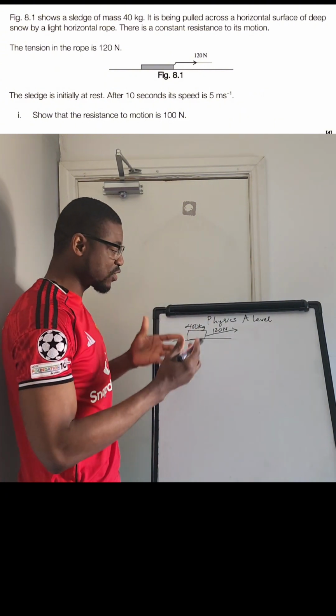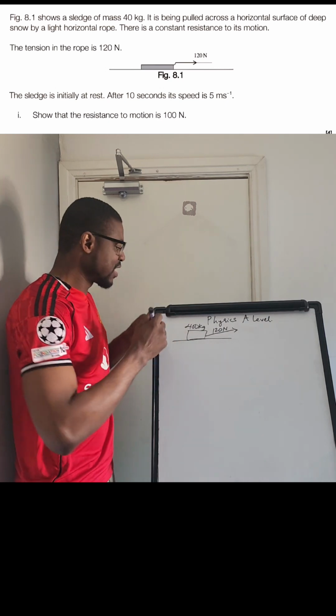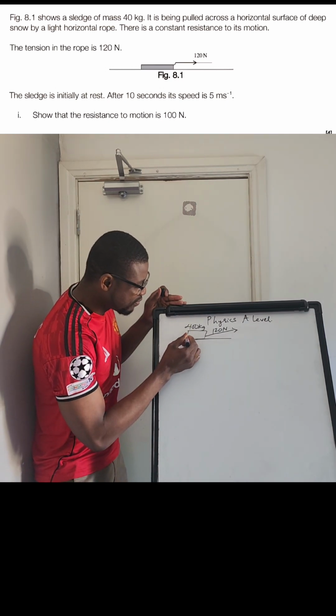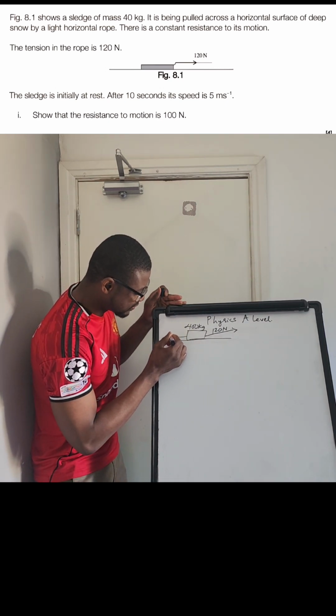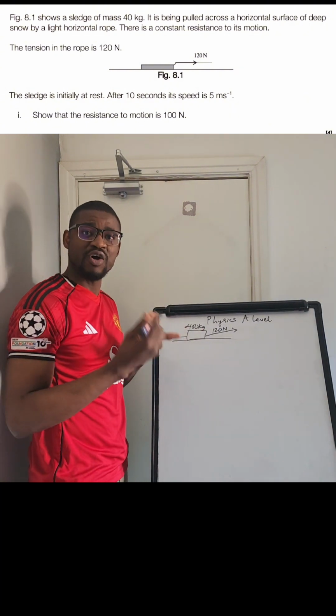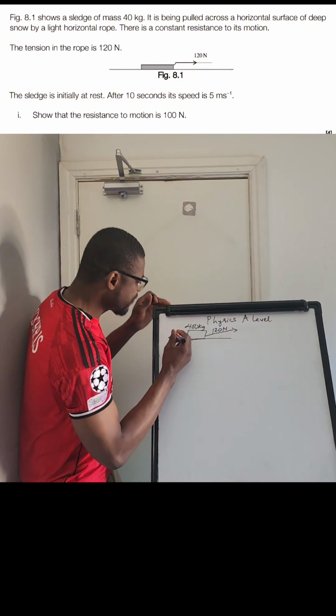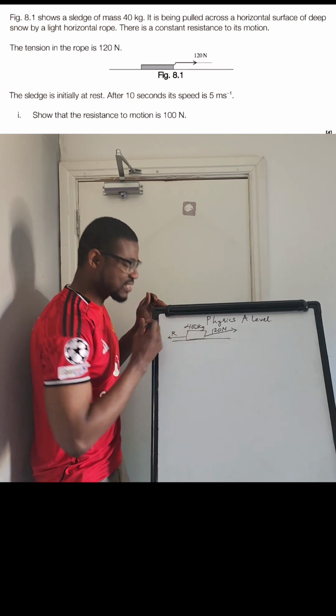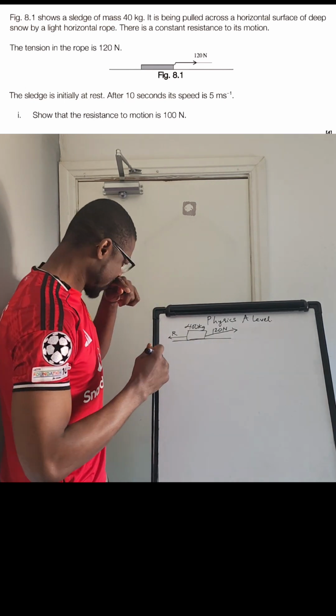Friction is also taken as resistance, and that means it will move backward. So friction tends to oppose the motion of an object. We are looking for this resistance, which is also known as friction. We don't know what it is.